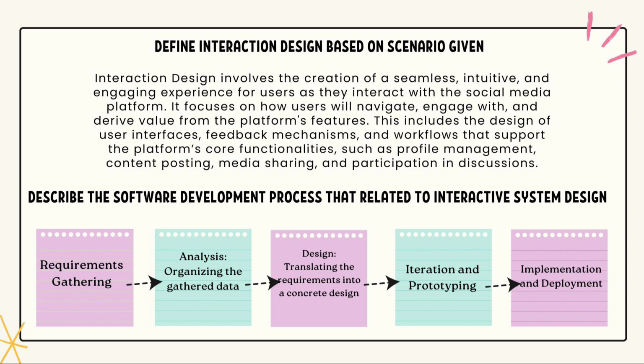Next, we move on to the software development process, specifically related to interactive system design. The process starts with requirement gathering, where we understand what our users need. This is followed by analysis, where we organize the data we've collected. Then comes the design phase, where these requirements are translated into a concrete design. Iteration and prototyping are crucial at this stage to refine the design based on user feedback. Finally, we implement and deploy the platform, ensuring it meets the desired functionality and user experience.